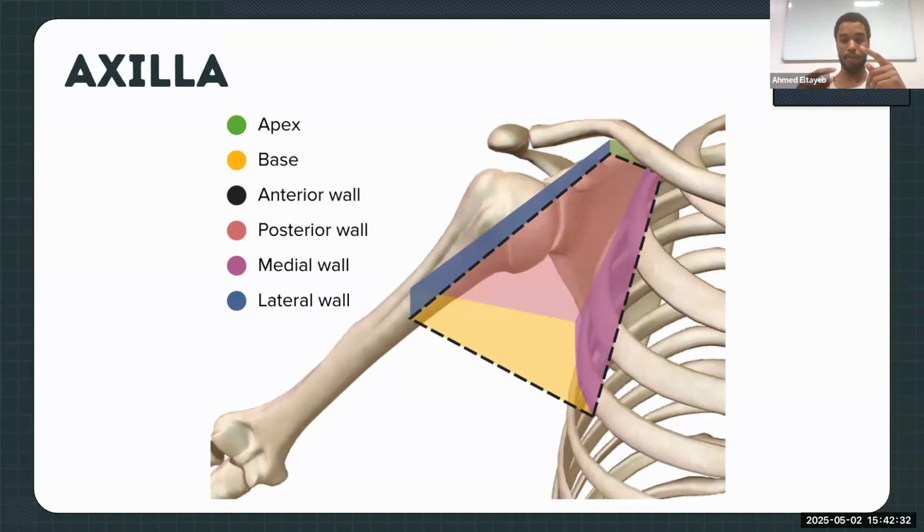So the apex is formed by rib 1, the clavicle, and the very tip of the subscapularis muscle. And the base of the axilla is formed by tissue, skin, fascia. Not relevant. It makes sense. Now the anterior wall is formed by the pectoralis major and pectoralis minor muscles. And the posterior wall is formed by the latissimus dorsi, teres major, and subscapularis muscle. The medial wall is formed by the ribs and the serratus anterior, and the lateral wall is formed by the bicipital groove of the humerus.